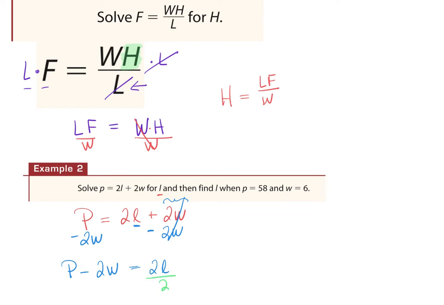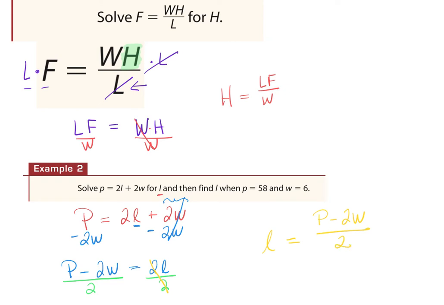So what do I need to do? Divide by 2. Now listen, when I divide both sides by 2, I have to divide the entire side, not just a part of it. So I would divide the entire side. On the right-hand side, it cancels. So if I have the L by itself, in the numerator, I have the P or the perimeter minus the 2W. In the denominator, I am dividing by 2.